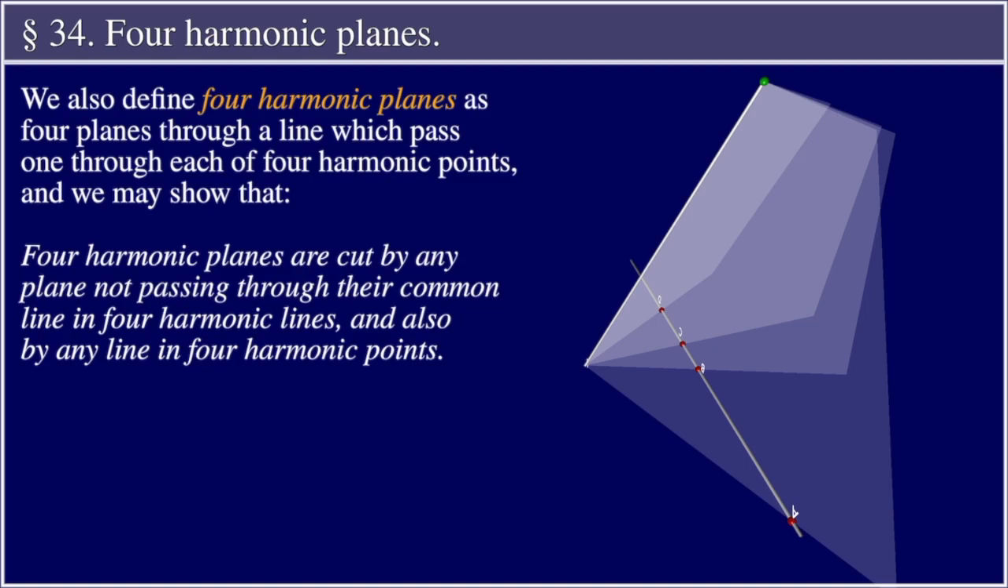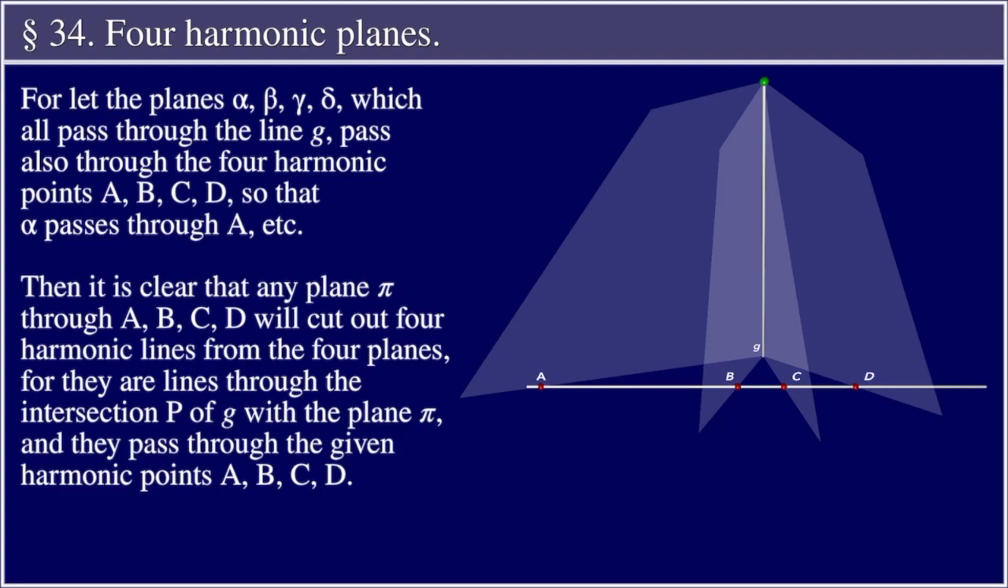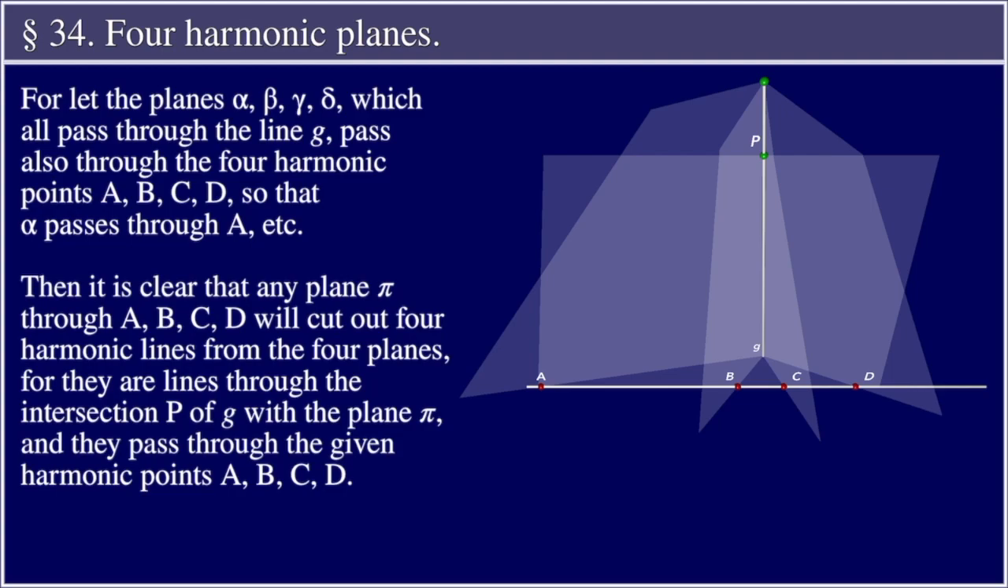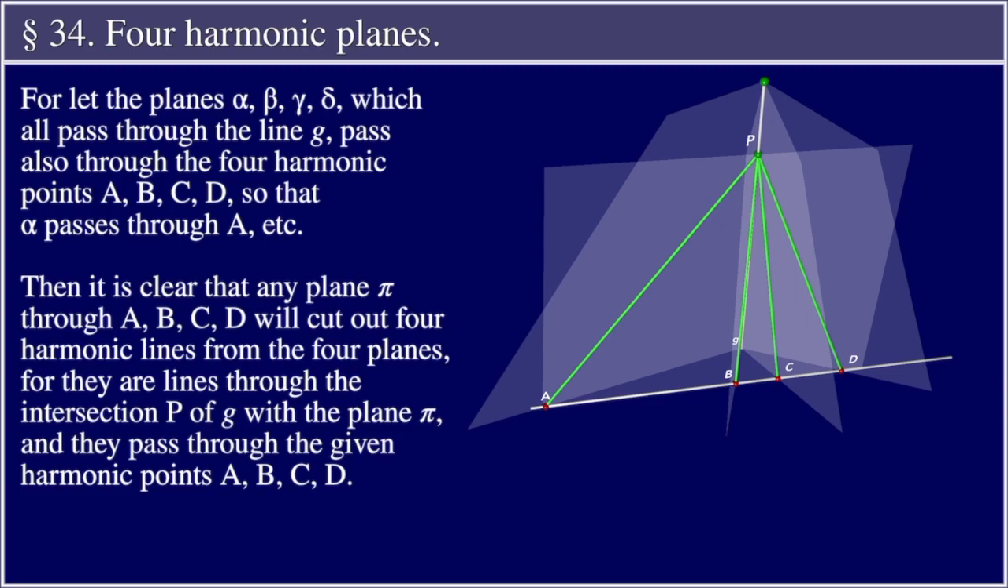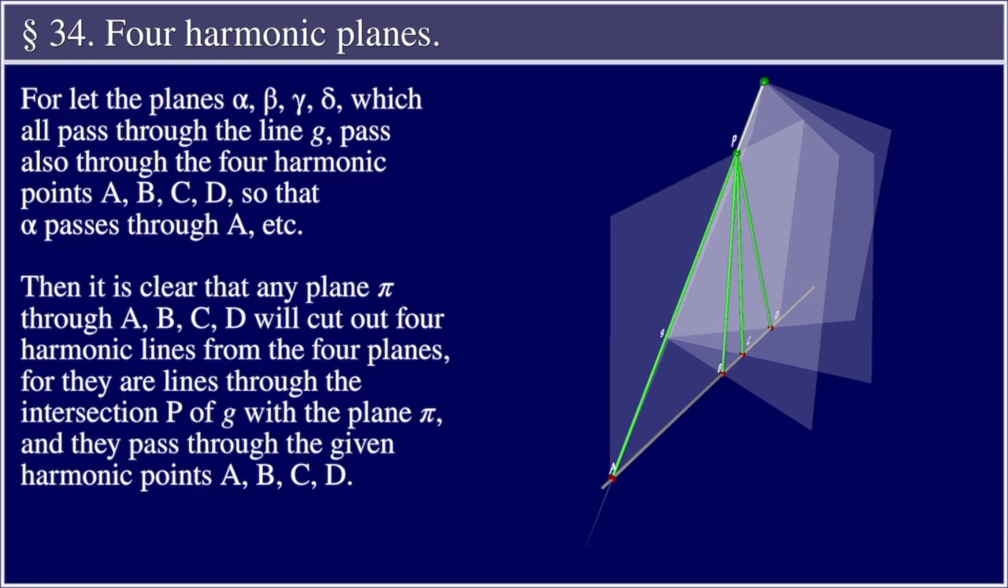For let the planes alpha, beta, gamma, delta, which all pass through the line G, pass also through the four harmonic points A, B, C, D, so that alpha passes through A, etc. Then it is clear that any plane pi through A, B, C, D will cut out four harmonic lines from the four planes, for they are lines through the intersection P of G with the plane pi, and they pass through the given harmonic points A, B, C, D.